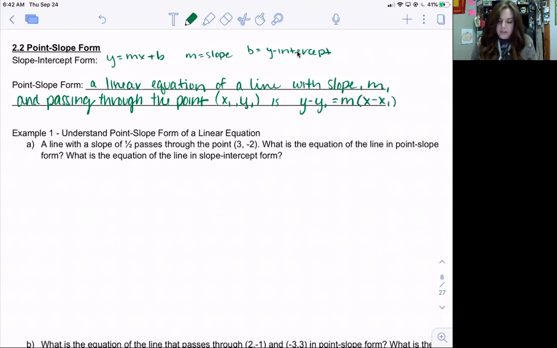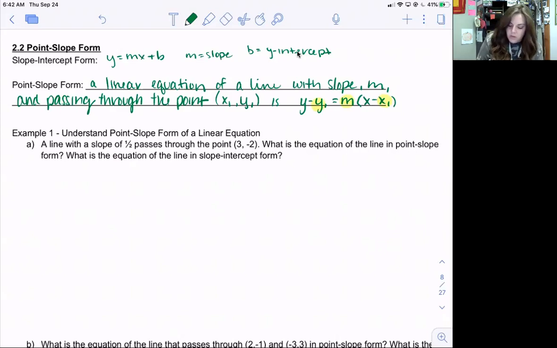Okay, so if you're looking at this, the only thing that you're replacing is the x1, y1 from your point and the slope. Okay, the x and the y without the subscripts are just going to stay the way they are. So if we look at this first example, a line with a slope of 1/2 passes through the point 3, -2. What is the equation of the line in point slope form? And what is the equation of the line in slope intercept form?